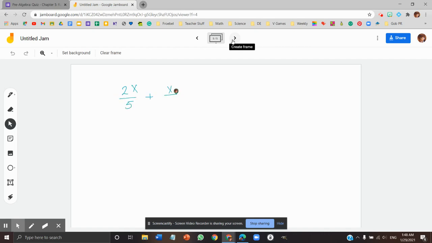x over 5, again, I have the same denominator, so that is easy peasy, right? I'm going to stay with that number 5, and I can add my numerators. Now remember that if I don't have a number next to my variable, I will always have like an invisible 1 there. So 2 plus 1 is 3x. I'm going to just pass the x.